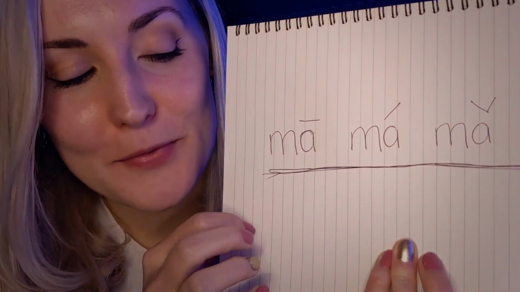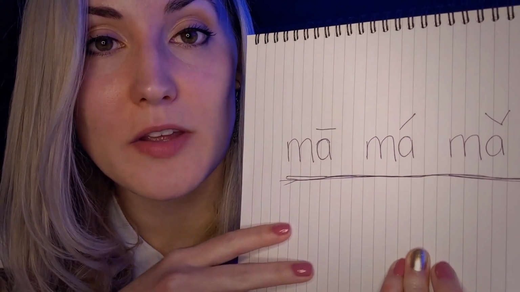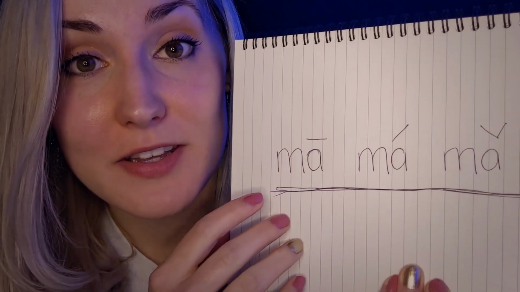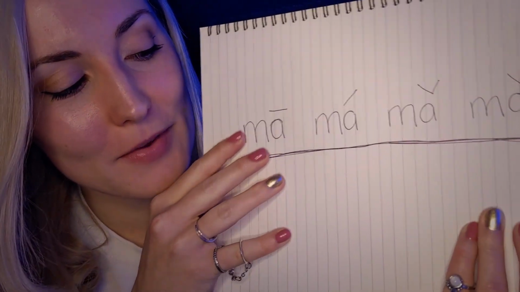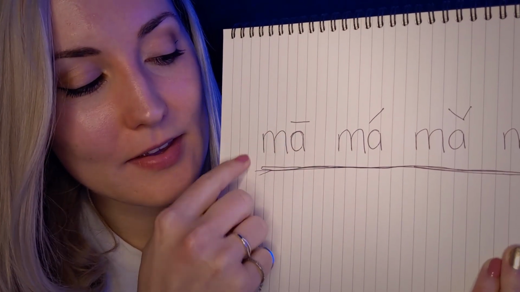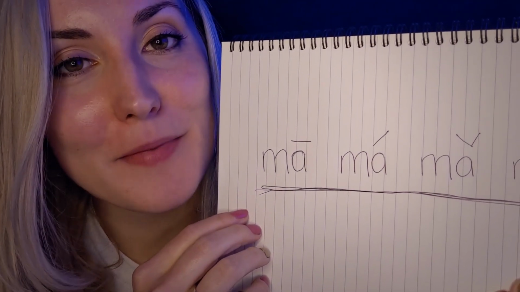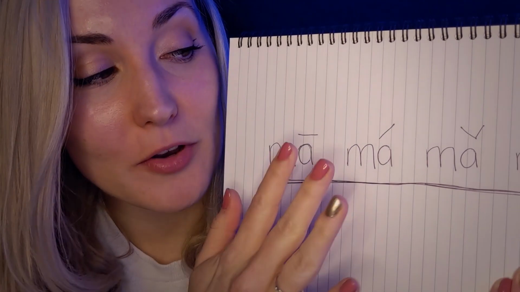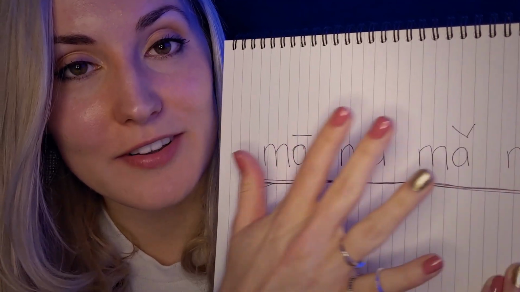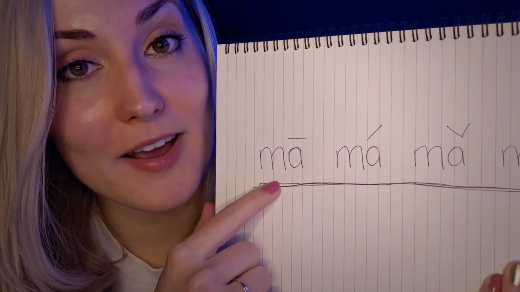So I've written 4 words using pinyin, which is the way to write Chinese for pronunciation purposes. Now the first ma is the first tone. Ma, ma. Depending on how you pronounce each word, the tone will indicate the meaning. So ma with the first tone is your mum. Mother, mum.